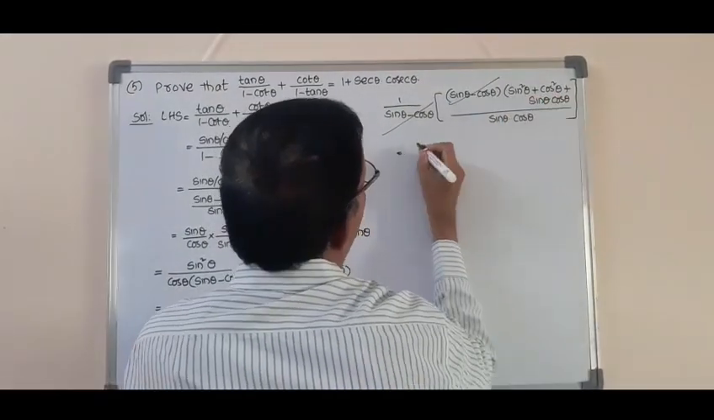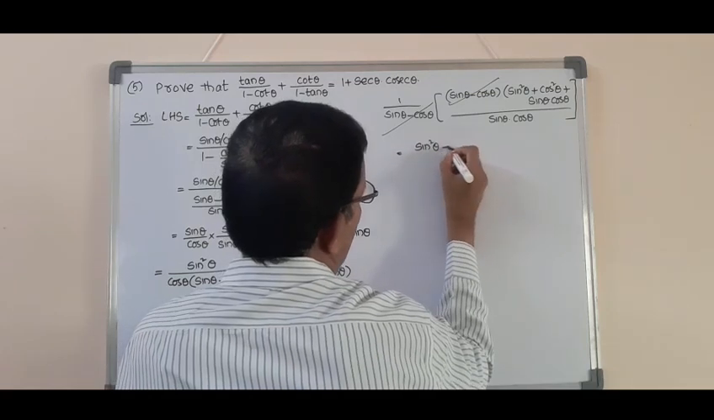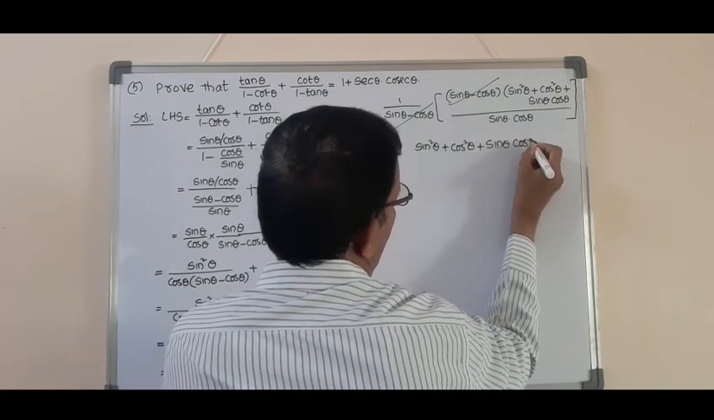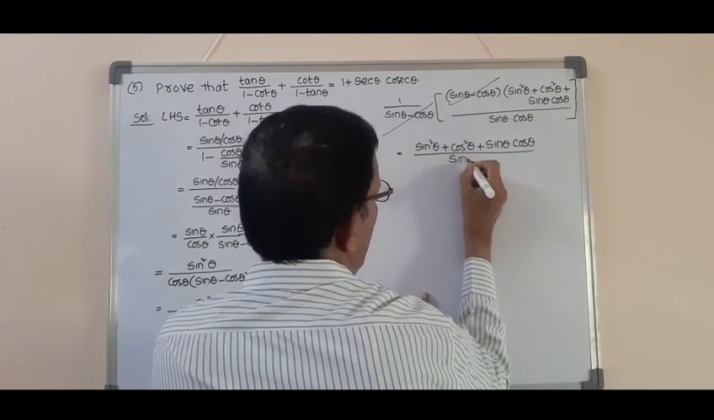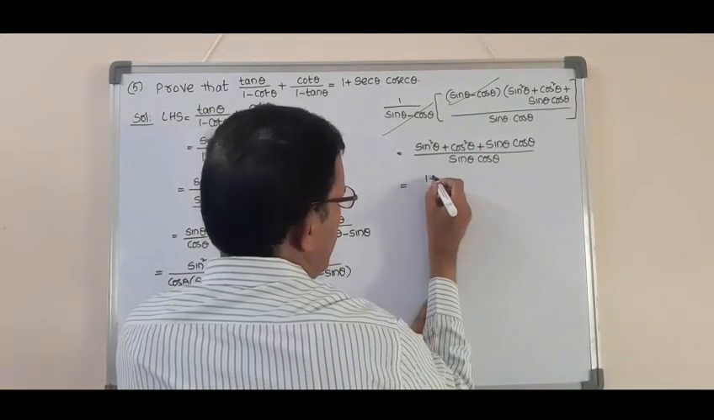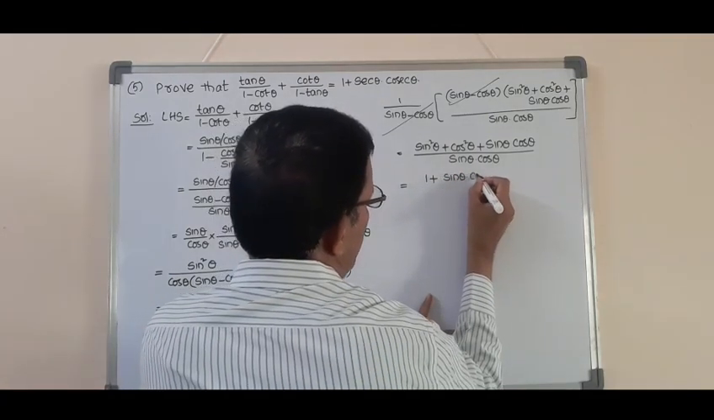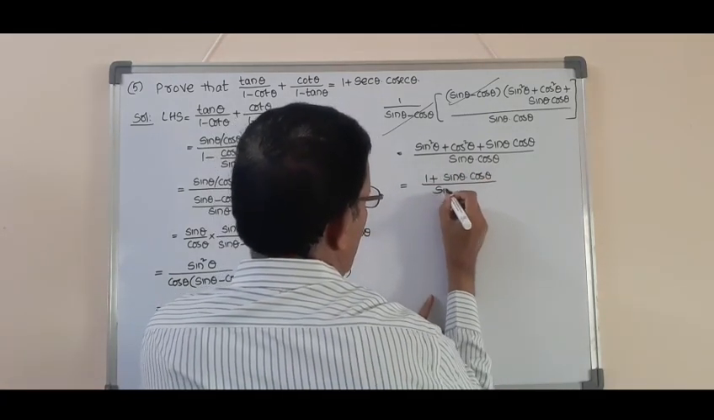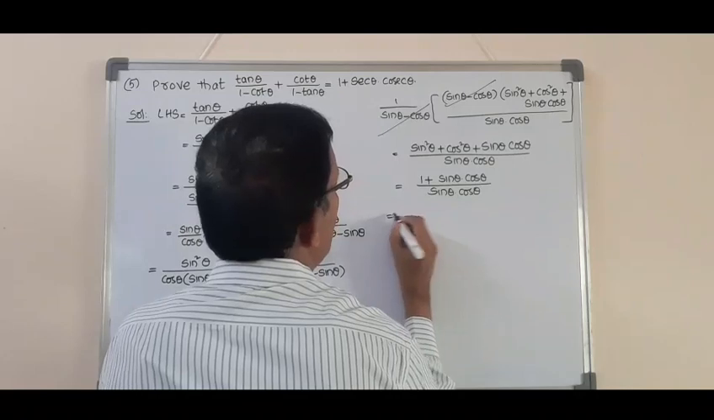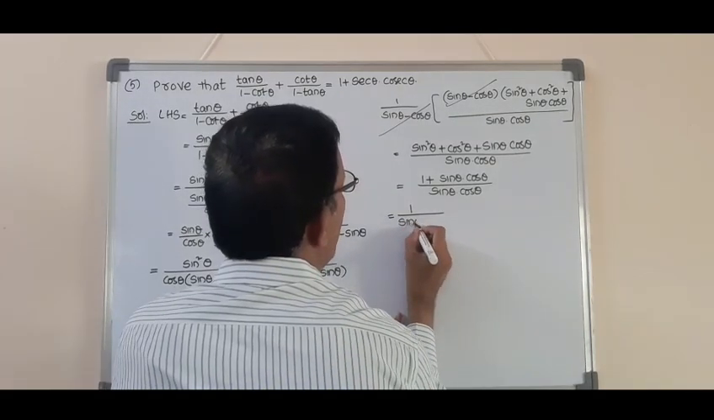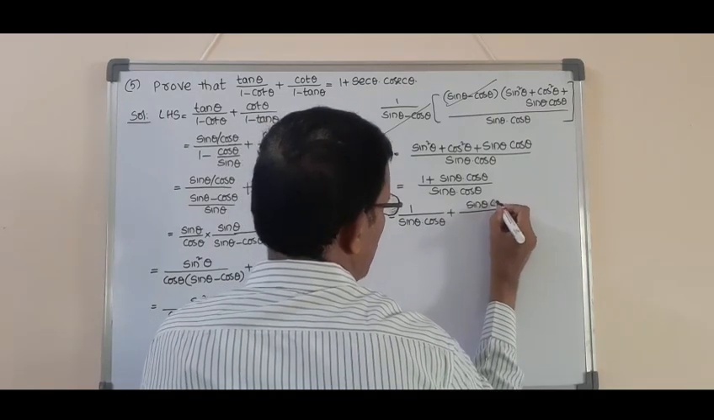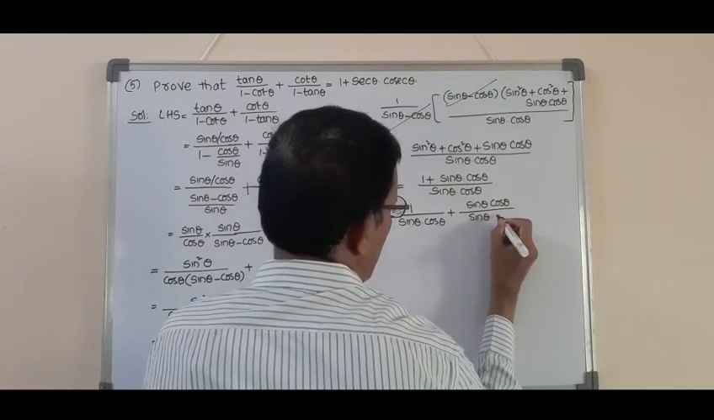Now that is equal to sin square plus cos square plus sin theta cos theta by sin theta cos theta. That is equal to sin square theta plus cos square theta is 1 plus sin theta cos theta by sin theta cos theta. Now splitting the denominator, that is equal to 1 by sin theta cos theta plus sin theta cos theta by sin theta cos theta.